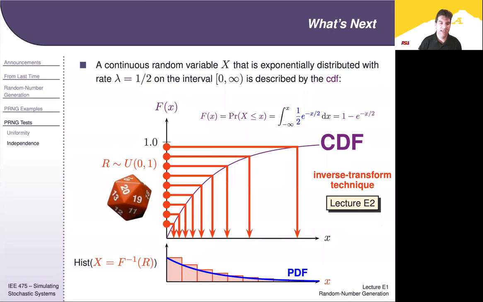So next lecture, we're going to do the inverse transform method. What do we do once we have these random numbers? How do we actually turn them into random variates? That's what we do next lecture.